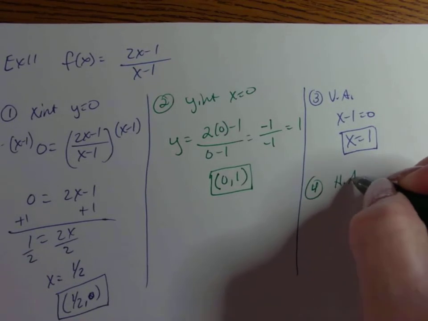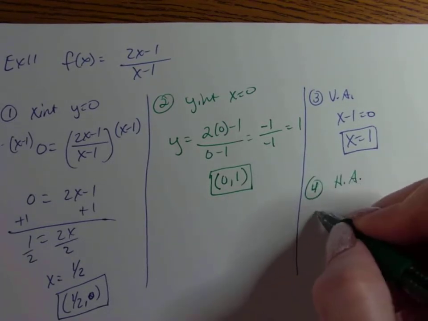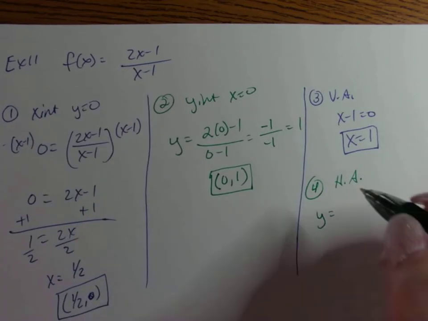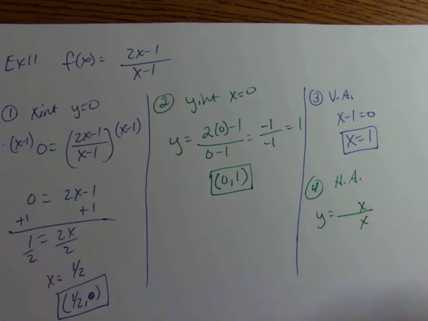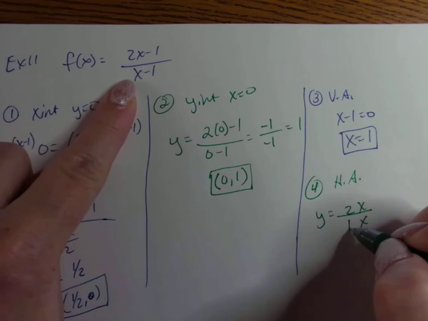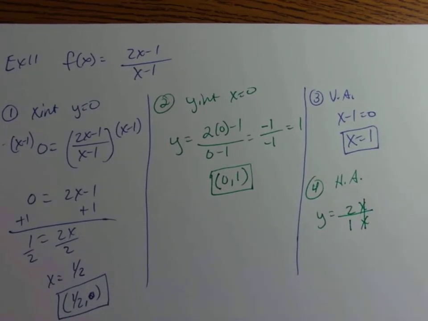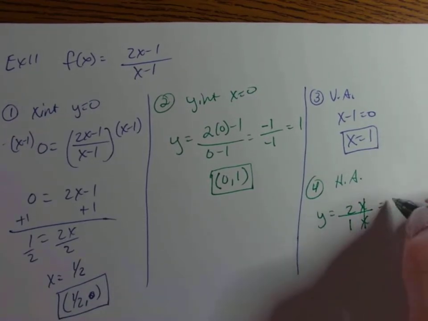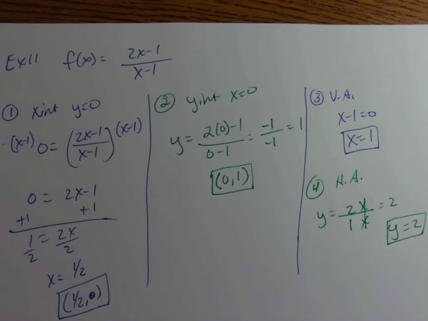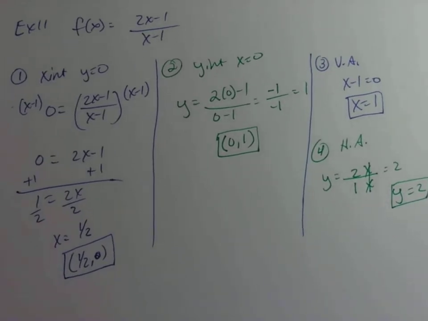For the horizontal asymptote, it's the highest degree. Our highest degree on our function is x. So we've got x over x. On the top we have 2, and on the bottom we have 1. The x's will cancel. 2 divided by 1 is 2. So y equals 2 is our horizontal asymptote. So now we can graph what we know and then fill in what we need.